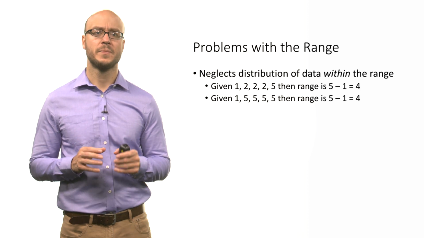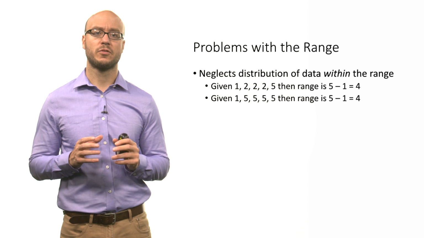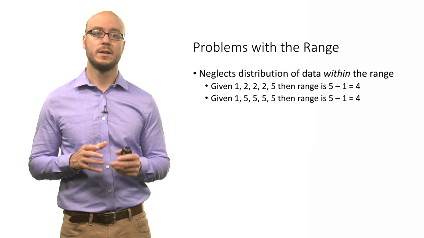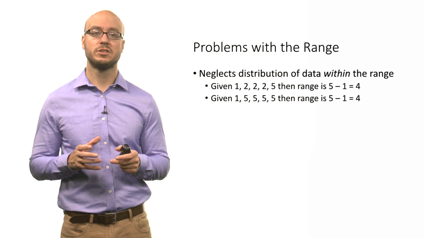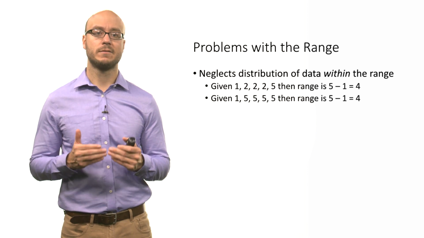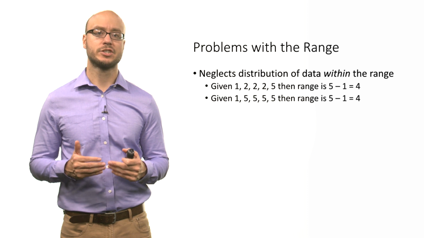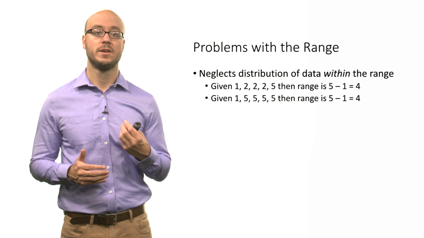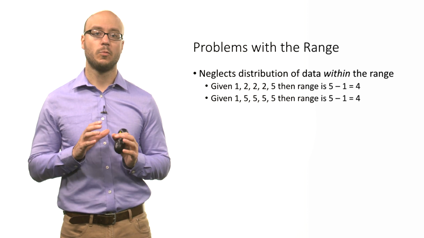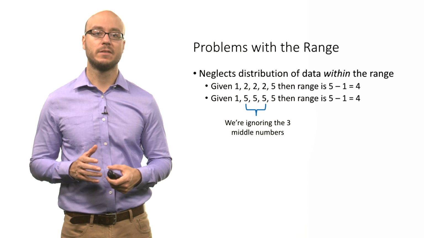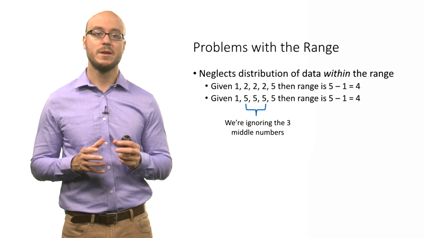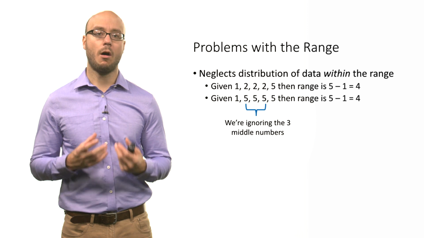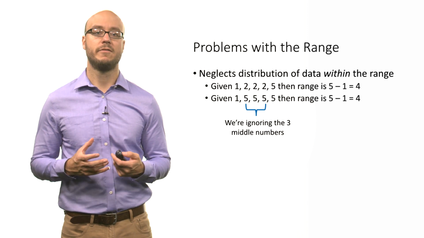As we've talked about before. But suppose, for example, that those three middle numbers, instead of being 2s, are in fact 5s. Well, in that case, the range is still 4. But the second version of the data set actually has less variation because you have 4 5s instead of 1 5. So the problem is that effectively the range ignores the three middle numbers of this small data set. And so it's not capturing all of the variability in the set of observations.